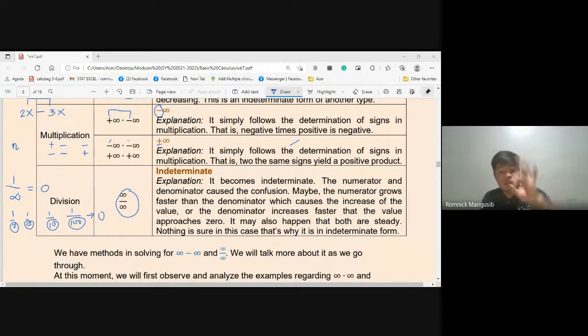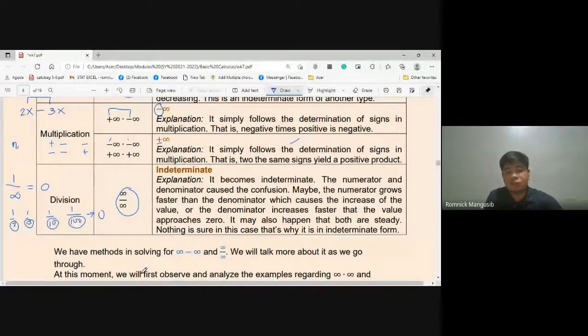Di ba you have 3 cases? If you're going to study this, 3 talaga yung cases. Same degree, numerator greater than denominator, denominator greater than numerator. Okay. That falls under division. That's indeterminate. Sabi ko nga dito, maybe the numerator grows faster than the denominator which causes the increase of the value, or the denominator increases faster than the value approaches 0.